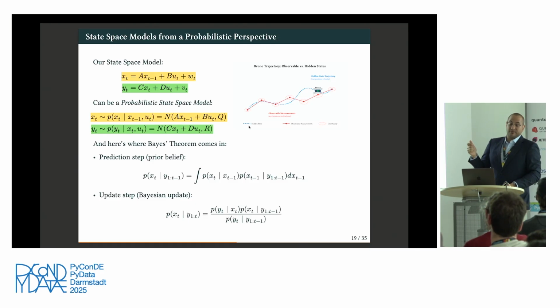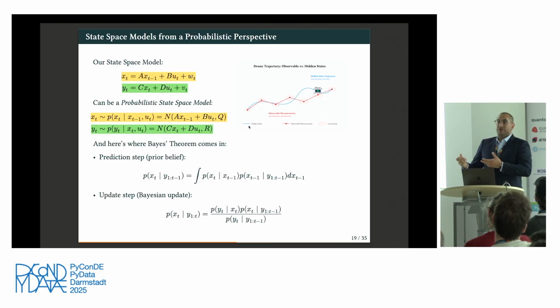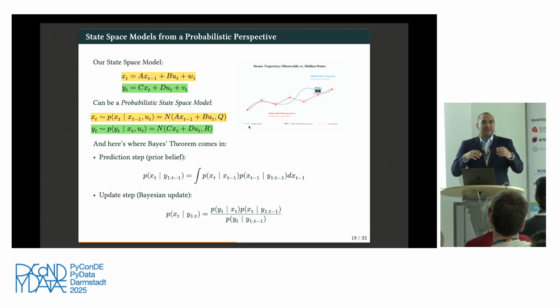This is why it's a probability distribution. The same applies to the observation. And in the case of the observation, a good example is that that uncertainty comes from noise in your accelerometers or your sensors, right? Now, since we're talking about distributions, that means that we can apply Bayes' theorem, right?